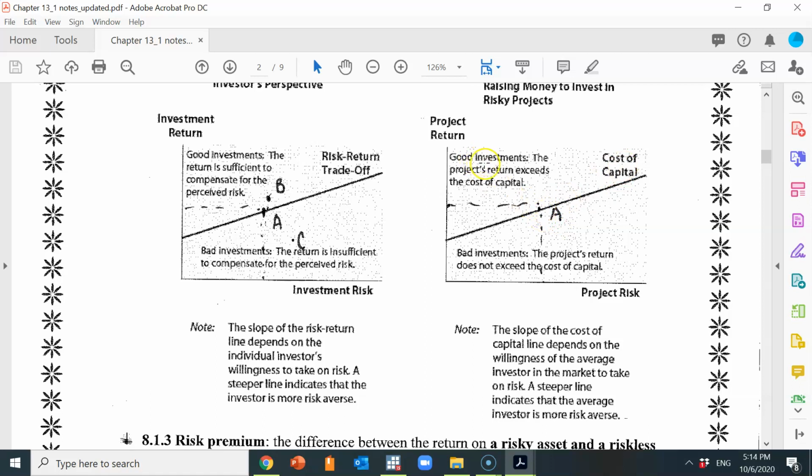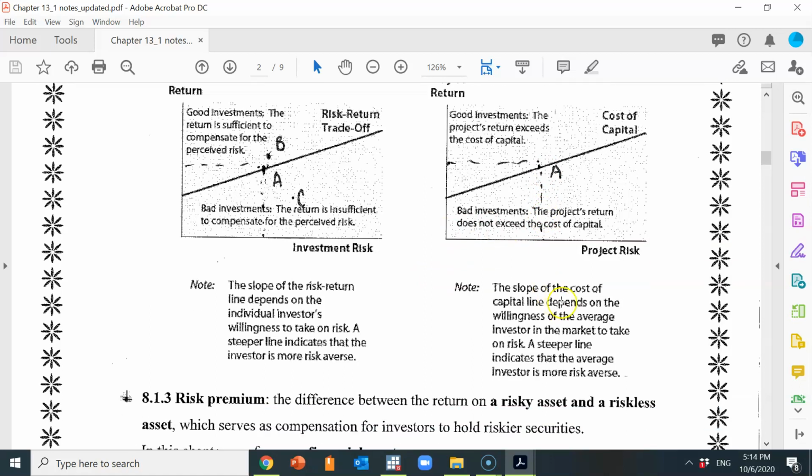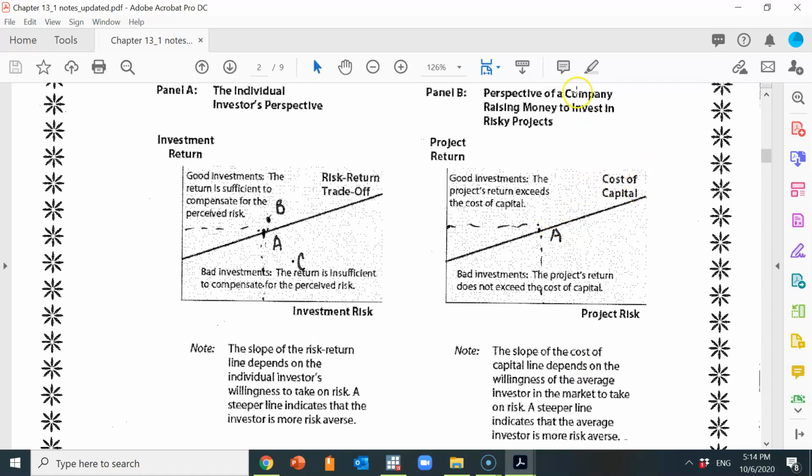So any project is a good investment if the point is above the line, meaning the return exceeds the cost of capital. Any points below the line is a bad investment because the return is lower than the cost of capital, so you are losing money. The slope of the cost of capital line depends on the willingness of the average investor in the market to take on risk. A steeper line indicates that average investor is more risk averse. So for same level risk of projects, they would require higher return for the investor. That's going to be a higher cost for the firm.